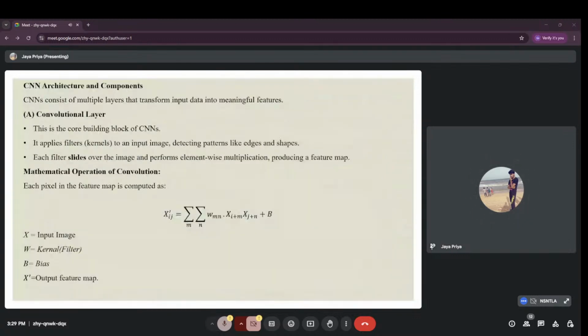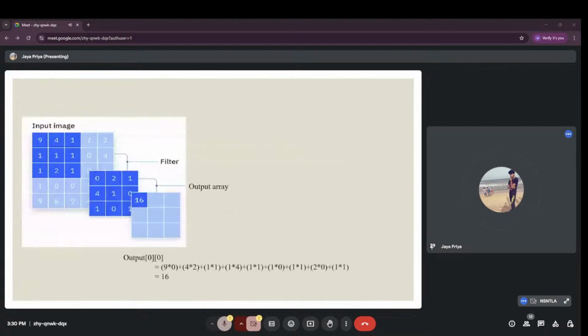So next, convolution components. What is the convolution layer? This is the core building block of a convolutional neural network. It applies filters to an input image, detecting patterns like edges and shapes. Each filter slides over the image and performs element-wise multiplication, producing a feature map. This is the mathematical operation of convolution. X is the input image, W is the filter, B is the bias, and X dash is the output feature map.